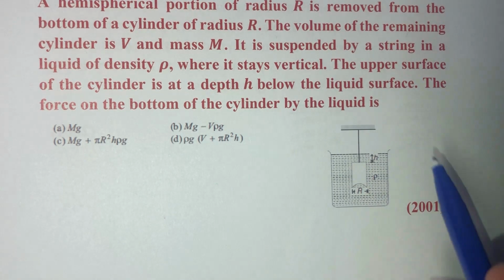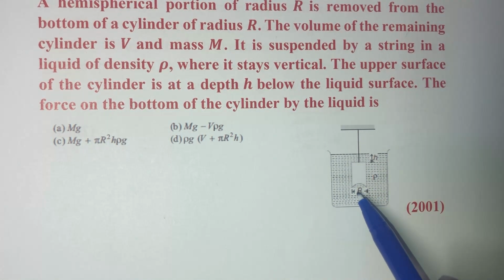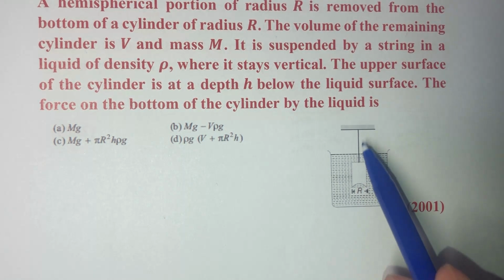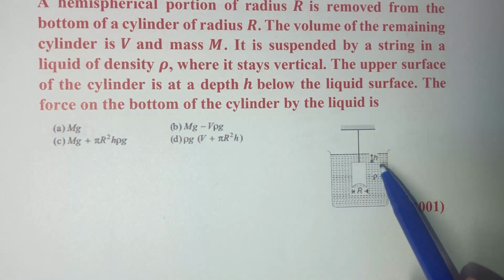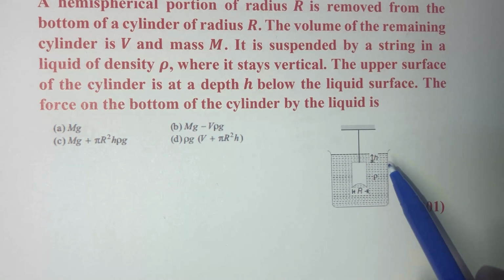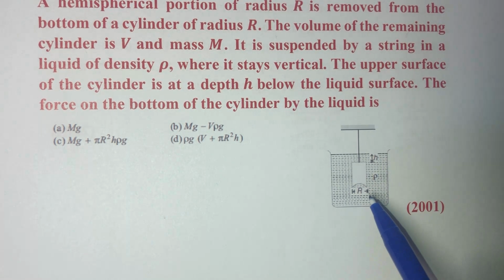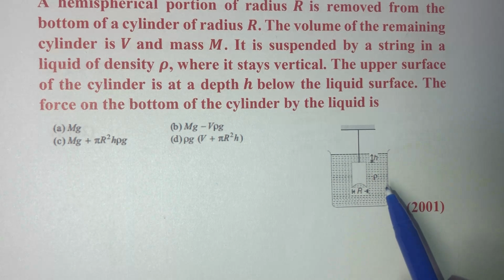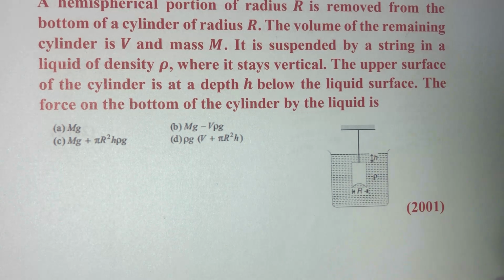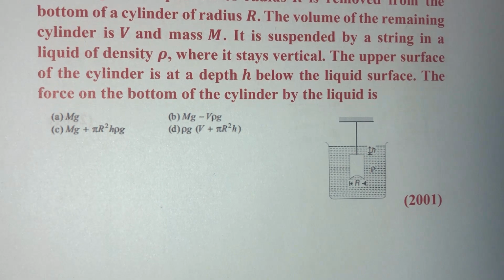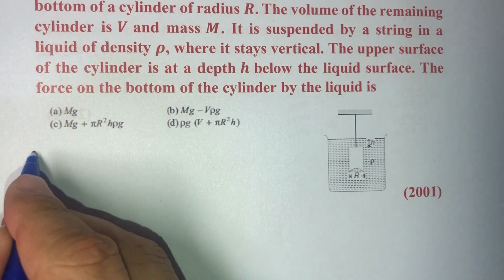So this is a figure. We have this cylinder, and a hemispherical portion of radius r is removed from the bottom, and the cylinder is always vertical and the topmost portion of the cylinder is at a depth h. In this case we are going to use the buoyant force as well as the pressure at the depth h, and we are going to equate them because the cylinder is in an upright position, that is, it is in equilibrium, and try to solve it. So first of all let us find out about the buoyant force.